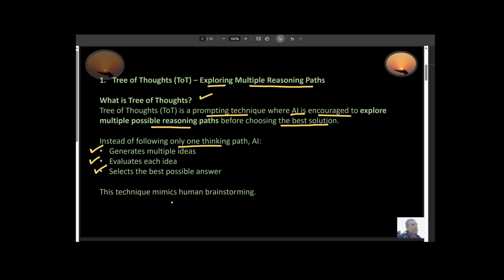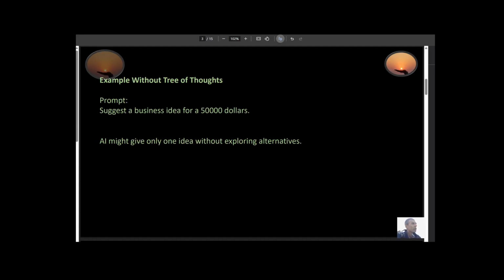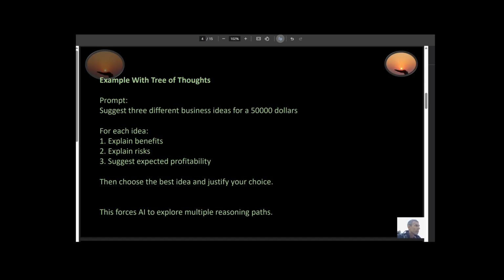So this technique basically imitates human brainstorming. An example of a prompt that is not using tree of thought: for example, right here, suggest a business idea for $50,000. So AI might give only one idea without exploring alternatives. So this is without tree of thought.